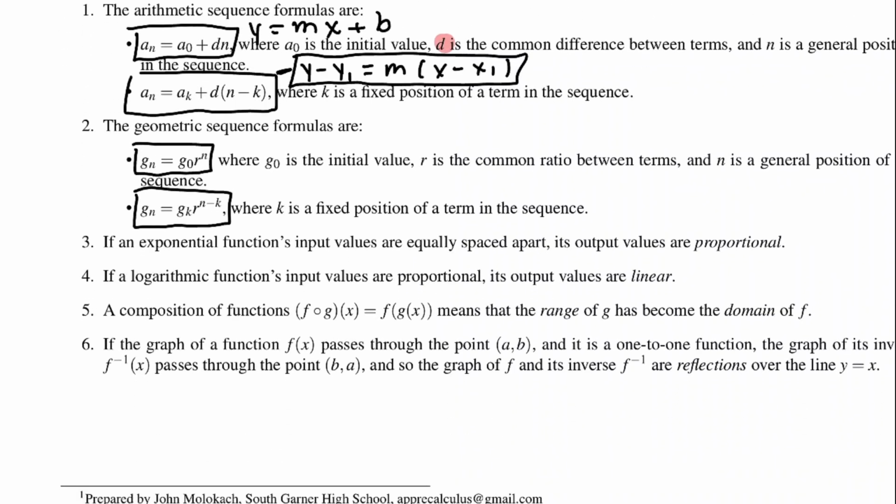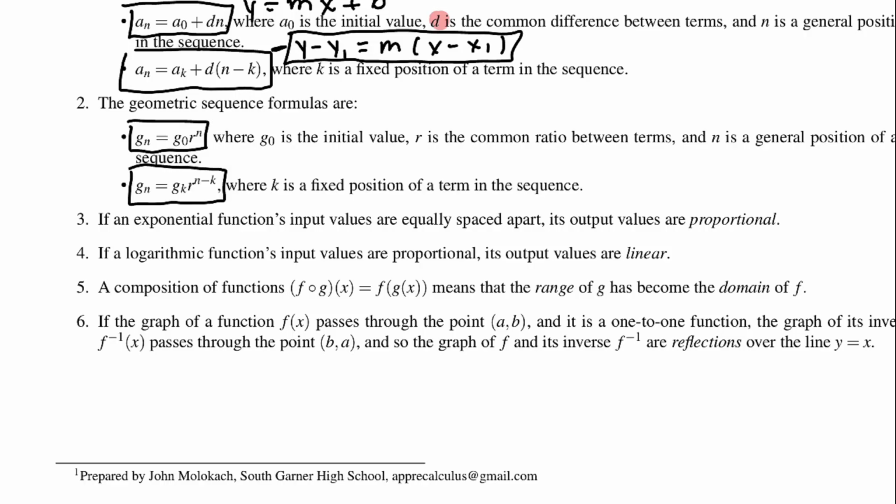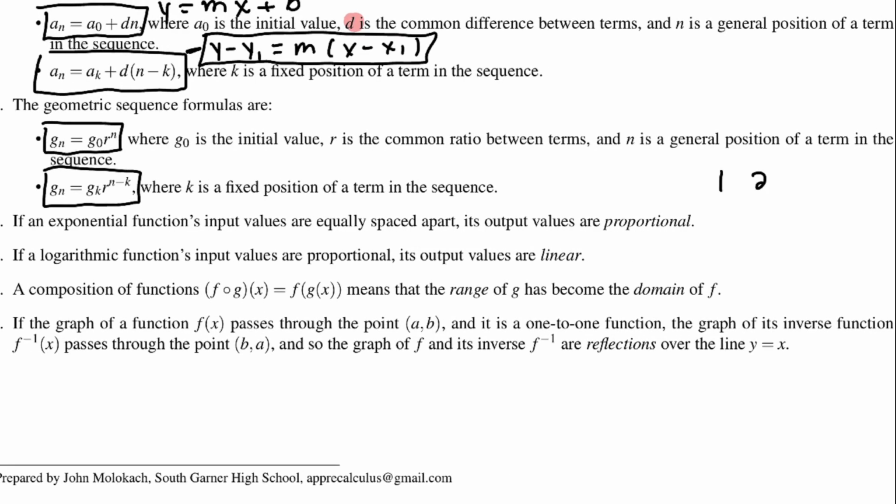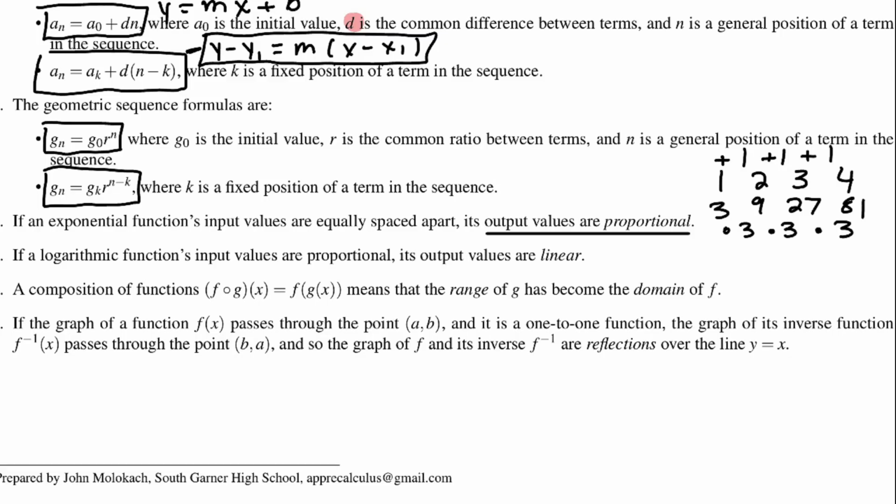After we talked about sequences, we talked about exponential functions. Again, for exponentials, typically the x's are going to look like they're equally spaced apart. The y's are going to look like we're multiplying. So if I do 3 times 3 is 9, times 3 gets me 27, times 3, I don't know what 27 times 3 is, 81. So for exponentials, you should notice your x's look like they're adding, but your y's look like they're multiplying. That's what exponentials look like in a table. We say that the output values are proportional when we're multiplying by the same thing.